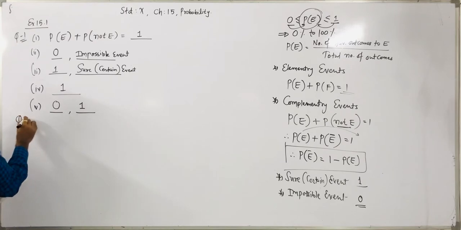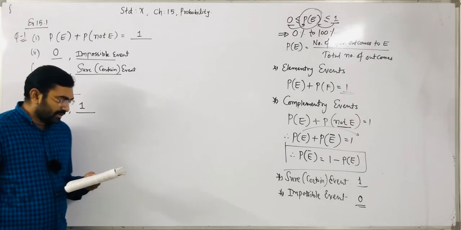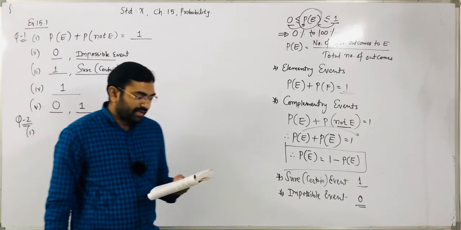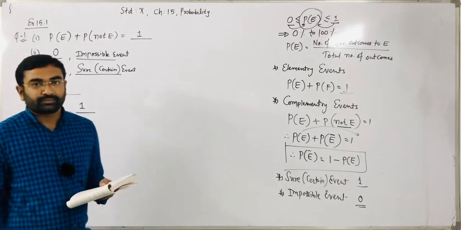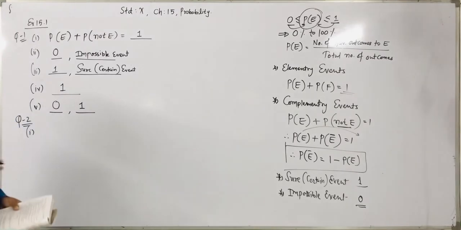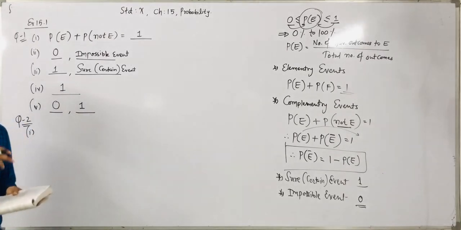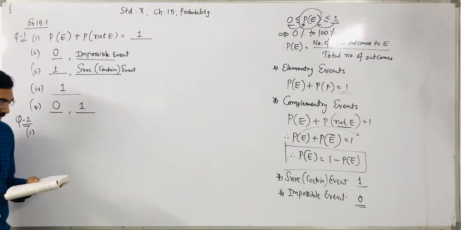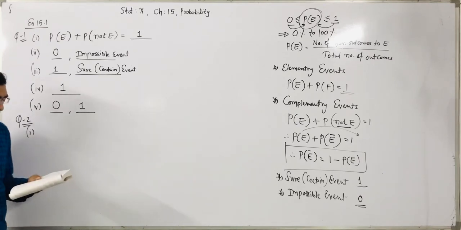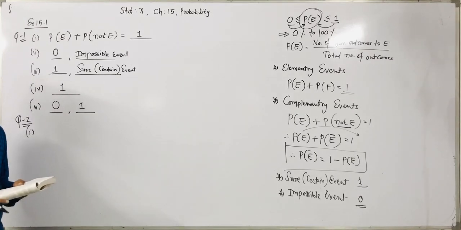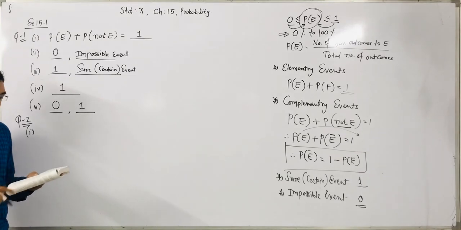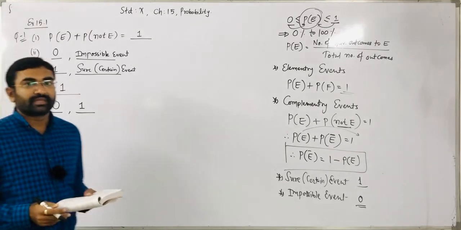Now question number 2, in which 4 questions are given. Which of the following experiments have equally likely outcomes? Explain. Here we have to decide whether each event has equally likely outcomes or not. The first is: a driver attempts to start a car. The car starts or does not start.